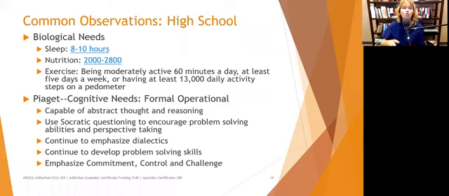Instead of saying that is the wrong thing to do or that is a bad choice, ask the youth, what do you think the consequences of this would be? Ask the youth to think it through instead of telling them what your opinion or your thoughts are right away. Continue to emphasize dialectics, the fact that two seemingly contradictory things can both be right. Continue to develop problem-solving skills and encourage the person to emphasize commitment, control, and challenge.